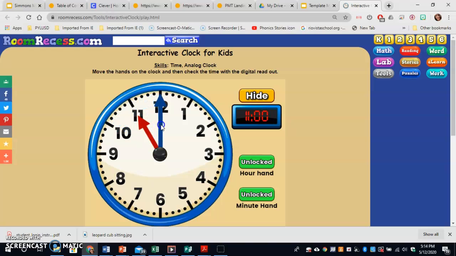11 o'clock. Now this one's strange. 11:30. So do you see how the hour hand, it's past the 11, but it's not on the 12 yet. It's about to get to the 12. It's 11:30 p.m. Now it's 12 a.m. or midnight. Let's see if you can guess these times.